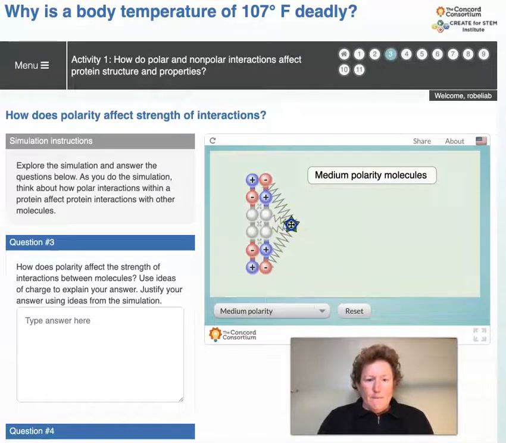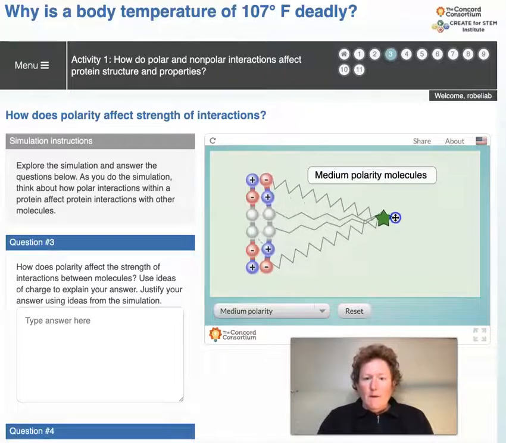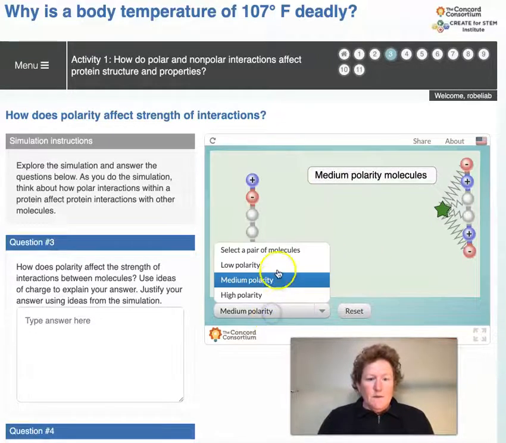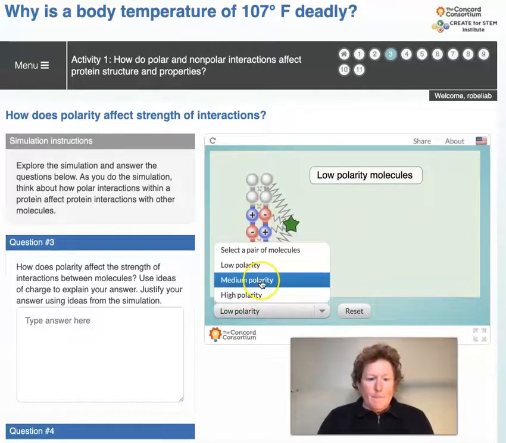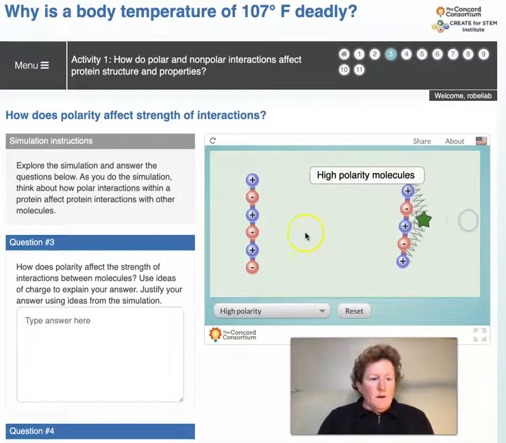Let's check medium polarity. There's not as many polar atoms here. And we can pull it a little bit farther than we did for low polarity, but not quite as far. We don't need to put quite as much force into pulling the medium polarity molecules. And let's just take a look at these molecules. Notice there's only a couple of polar atoms here. There's more polar atoms here in the medium polarity molecules, and in the high polarity molecules, everything is polar. It's all pluses and minuses, and we really have to pull hard.